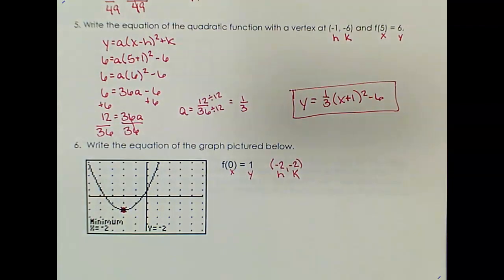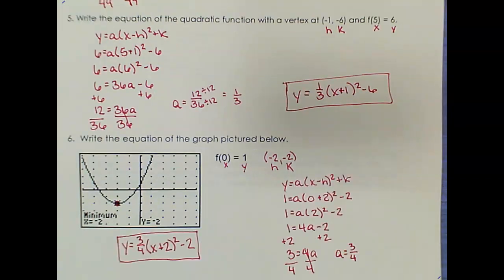So now, knowing what you know and having the skills that you have, go ahead and try to find the equation for number 6. All right. So notice that the a value is 3/4, and whenever I substitute that back into my equation, all I put back in is that 3/4 for a, and then the vertex, h and k.